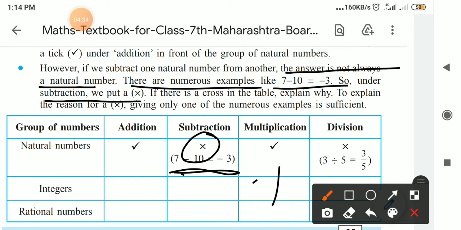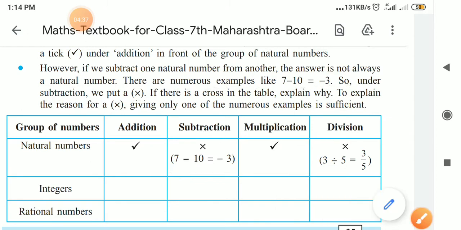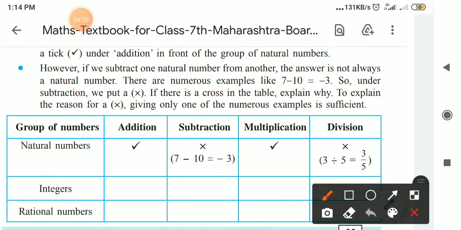Now we will see the multiplication. Any two natural numbers, you have to take two natural numbers. I will take 2 and 5. 2 into 5, 2 fives are 10. 10 is a natural number because it is a positive number. So here the correct sign is given. Clear? If it is correct, it is not necessary to give an example for it. Now we will see the division.